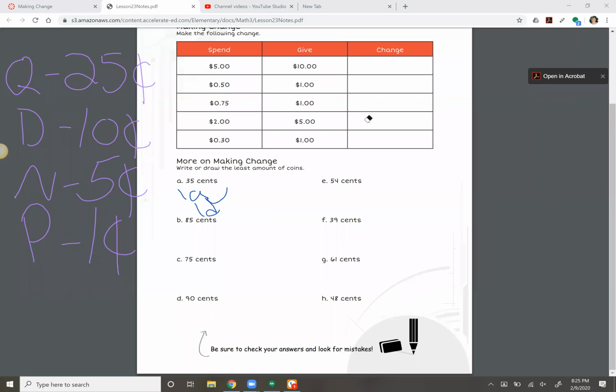All right. Now, how about 85 cents? Well, 85, again, it's bigger than 25, so we can use quarters. So let's see here. How many quarters could we use? 25, 50, 75, 100. So 75 is less than 85. 100 is more. So we can only use 3 quarters.